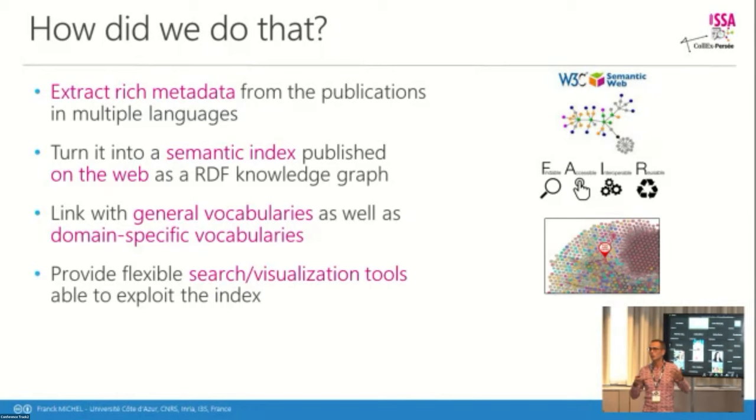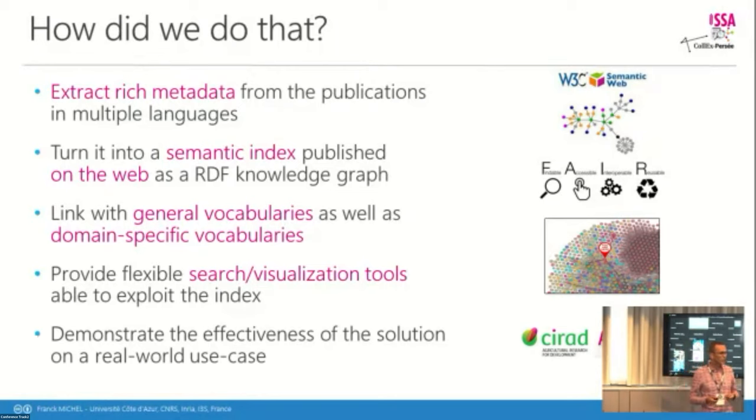On top of that, we want to provide some search and visualization tools that help you make sense of that content. And in the course of the project, we used an existing institutional archive as a use case, which is AgriTrop. It's an archive specialized in agronomy and development. So I'm not going to get into the details of the pipeline itself, but just to give you a flavor of what we've been doing.